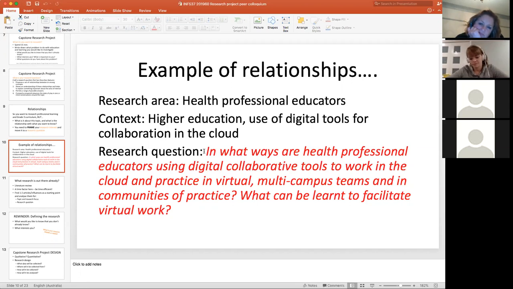So the student came up with this question: in what ways are health professional educators using digital collaborative tools to work in the cloud and practice in virtual multi-campus teams and in communities of practice? And what can be learnt to facilitate virtual work? So that's sort of a sub-question. All right, so that's quite a wordy question, which often research questions are. But I think that one hangs together quite well and does show that relationship between the research area and the context.